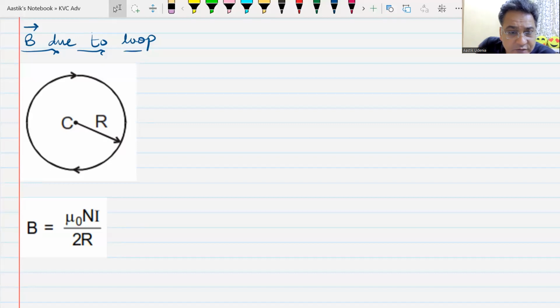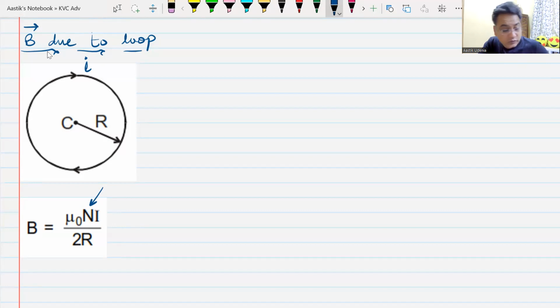Then you have the next thing, magnetic field due to a loop at the center of the loop. If this loop is a complete circle, the answer is mu naught N i by 2R. What does this N stand for? Number of turns. If the number of turns is 1, it is 1. If the number of turns is more than 1, you can put the values.